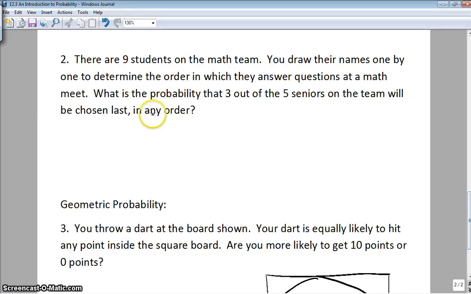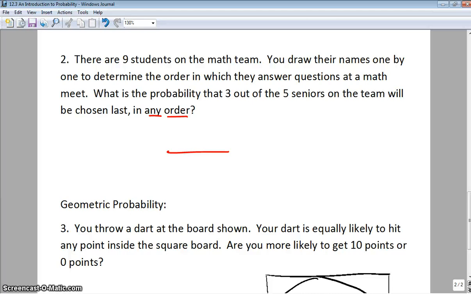So once again, "in any order" tells us that we are dealing with a combination. And so we have to think, okay, we've got a fraction. The numerator is going to be how many ways can I get the favorable outcome? Well, let's see. What do we want to happen? A favorable outcome is what we want to happen. I want 3 out of the 5 seniors on the team to be chosen last.